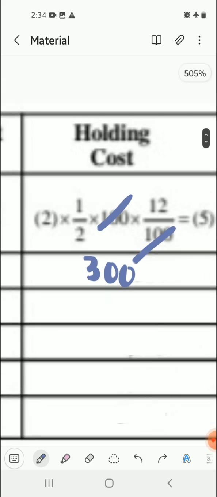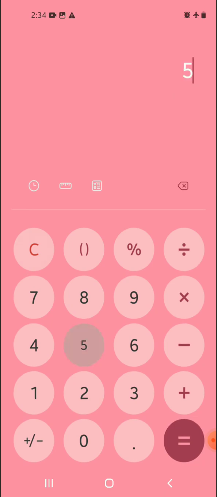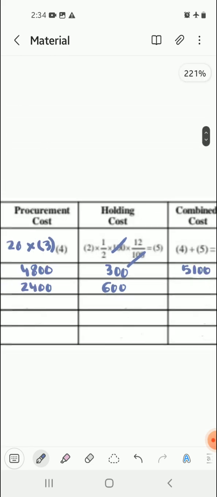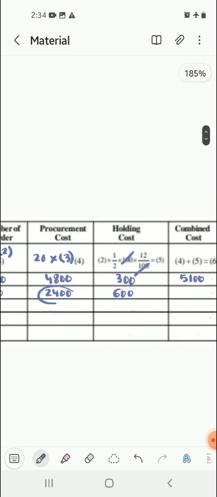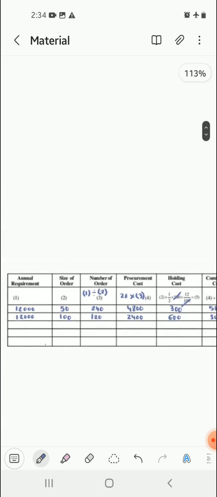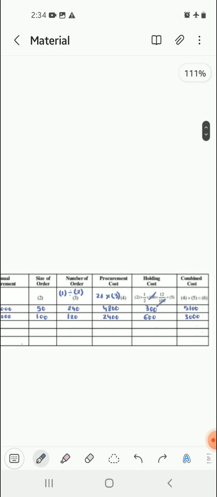And again, this time we take the lot size over here. The lot size is 100. So 100 divided by 2 is 50, 50 into 12, that is 600. So we're going to write this 600 here. Now see, once you have got it, combined cost will be 2400 plus 600, that is 3000. So if the size of order is 100, then my combined cost is becoming 3000. If it is 50, then it is becoming 5100.